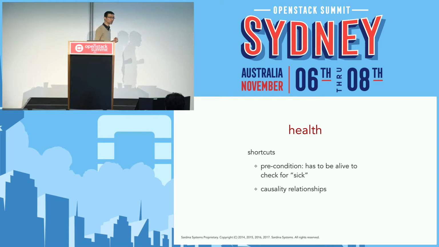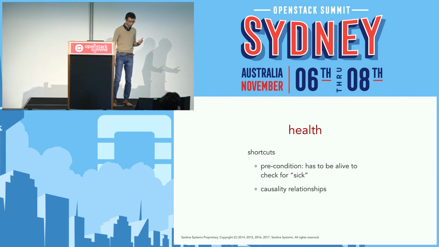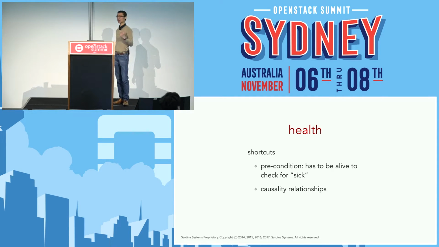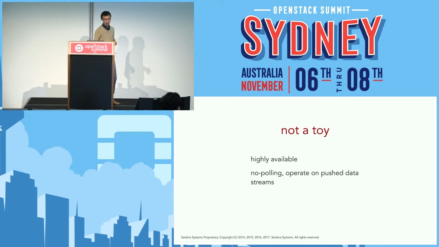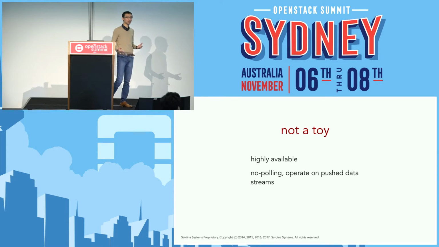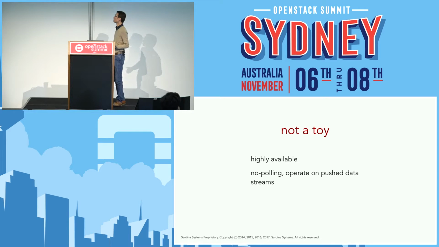But there are certain shortcuts that we can take. We know that as a precondition, the service needs to be alive for us to check if it is sick or not. And then we can further leverage a causality relationship to help cut down our search tree. And obviously, we're running a non-toy system here. So HA for a decision engine, it's a must, not optional.